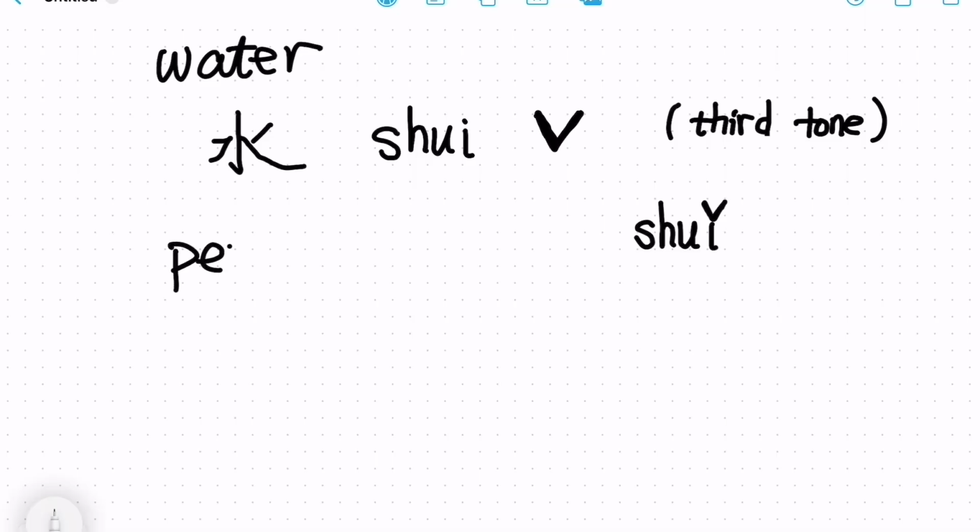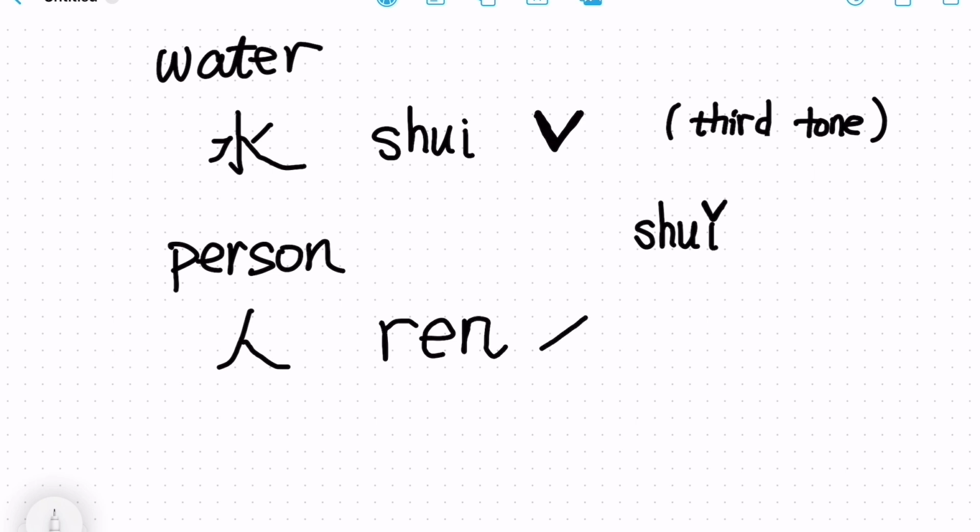The second word is person. The second character that I taught you today is 人. The pinyin is REN, and the tone is the second tone. And the standard way of putting the tone is on top of the vowel.